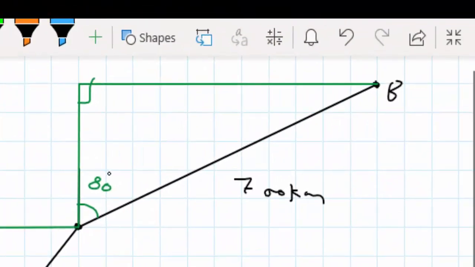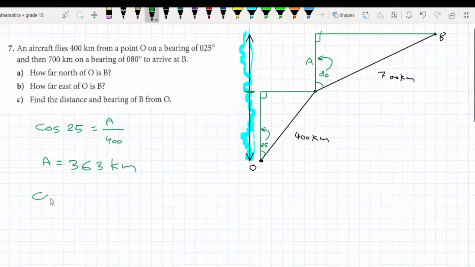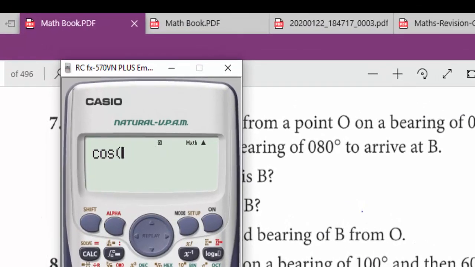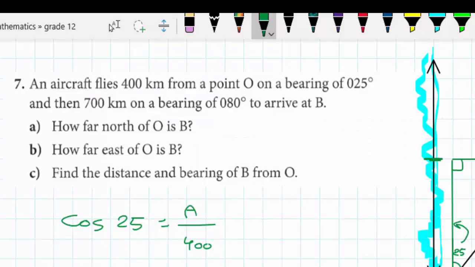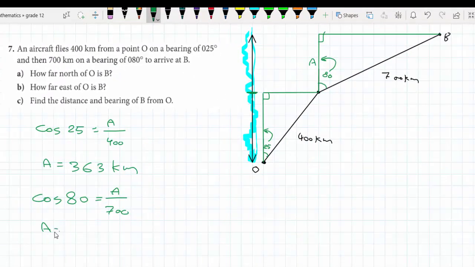Again, what's missing in this triangle according to this angle is the adjacent side. And the adjacent for this, again, cosine should be used. Cosine of 80 is adjacent over 700. Again, to get rid of the 700, the cosine of 80 should be multiplied by 700 using a calculator. Cosine of 80 times 700 is equal to 121.5. So the other part is 121.5. We can just say 121 or 122, both fine.